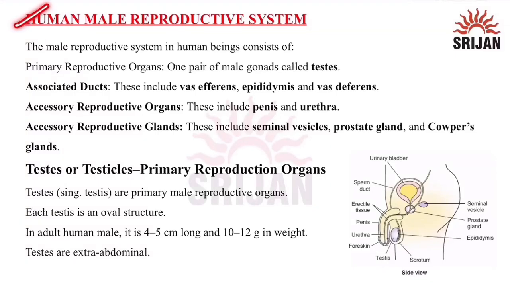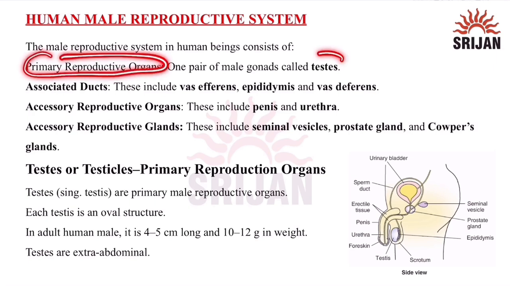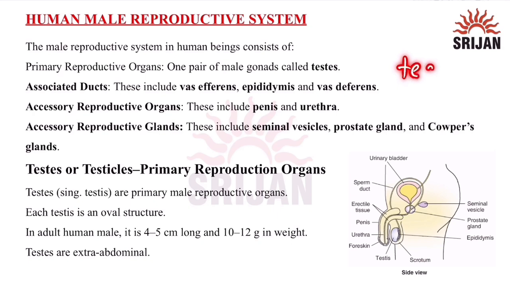In this video, we will learn about the human male reproductive system. The male reproductive system in human beings consists of the primary reproductive organ, which is the testis. Testis is our primary reproductive organ in male. Now there are some associated ducts, which are vasa efferentia, epididymis, and vas deferens. The accessory reproductive organs include the penis and urethra.